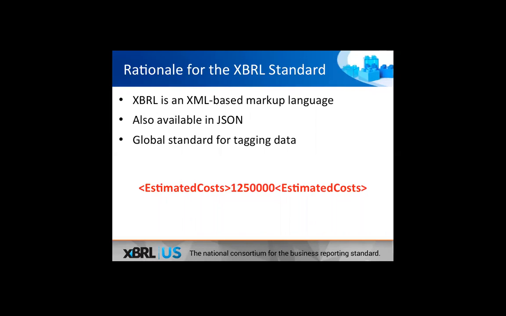Extensible business reporting language is an XML-based markup language. It's also available in JSON. And as I said, it's a global standard for tagging data. So what you see in red here is an example of how this tagging works. The reported value of 1,250,000 by itself is meaningless. But a computer understands what that value means when you put defining information around it, like estimated cost that you see here in the angle brackets. So that tagging allows the computer to know what's being reported and what's being conveyed.